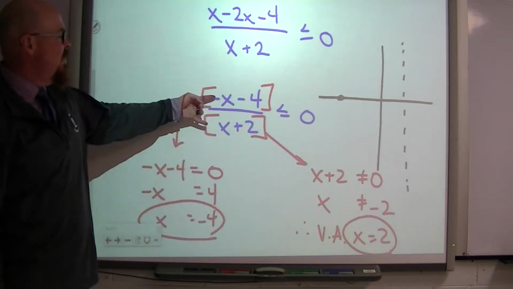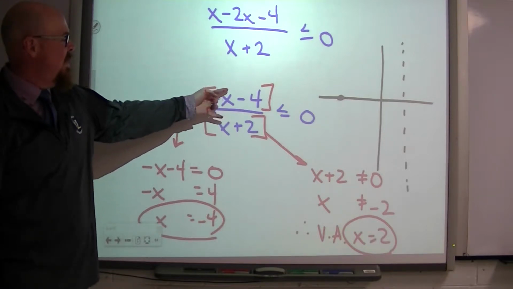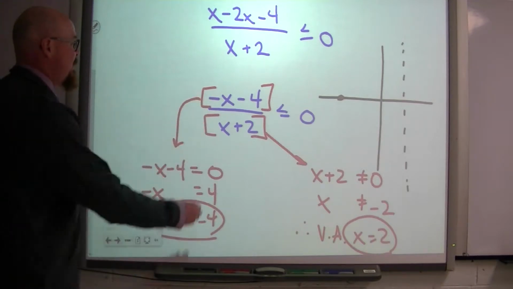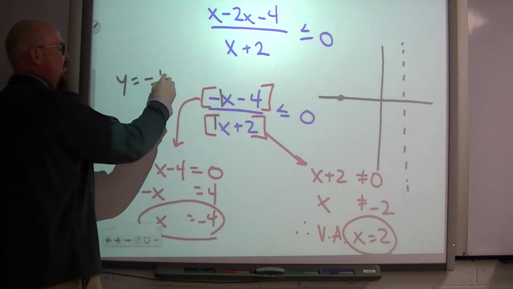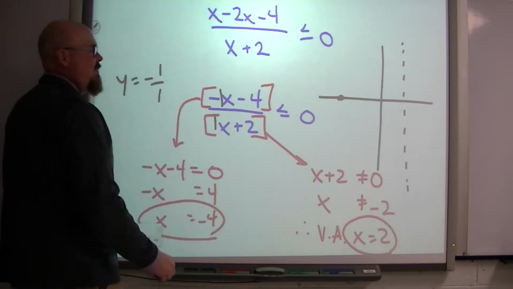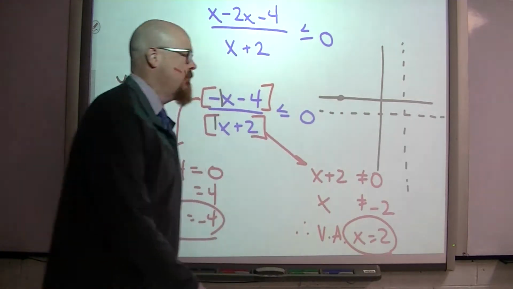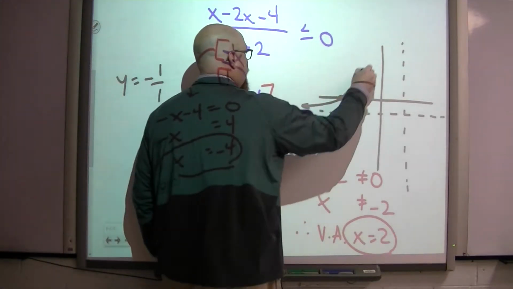Horizontal asymptote, we're looking at the degrees of the numerator and denominator. They're both 1. So the horizontal asymptote is the ratio of leading coefficients. So that's negative 1 and that's 1. So we have y equals negative 1 over 1. So we have a horizontal asymptote here at negative 1. So the graph of this function is going to do something like this.